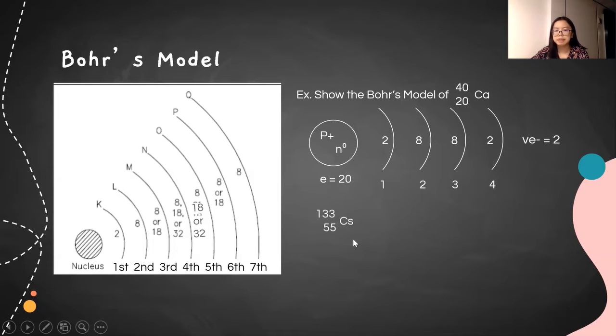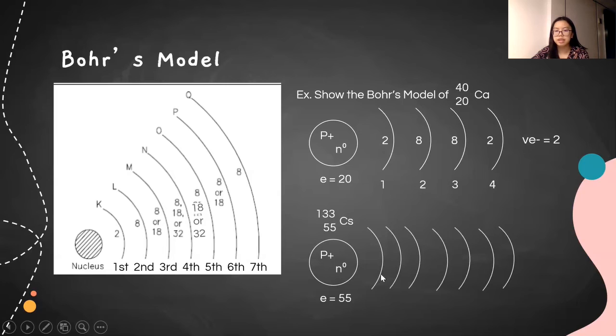The second example is Cs or cesium, and the electrons are 55. Then we draw the shells first. It has 7 shells: 1, 2, 3, 4, 5, 6, and 7. So 2, 8, 8, 18, 18, 8, and 1. So the valence electron is 1.